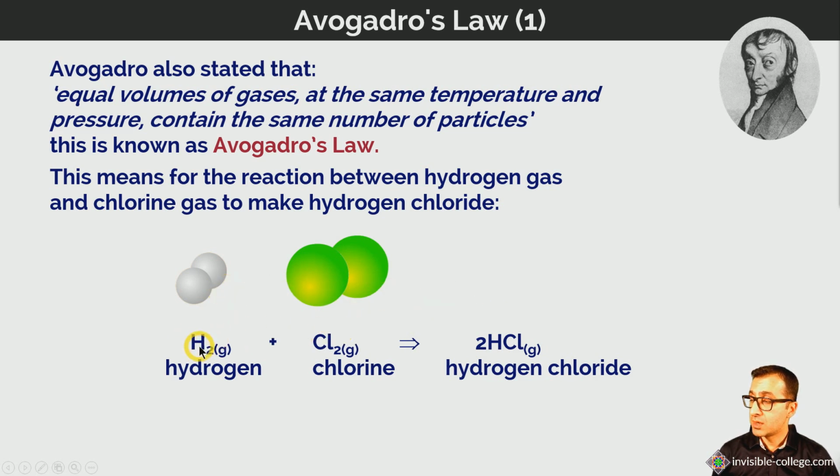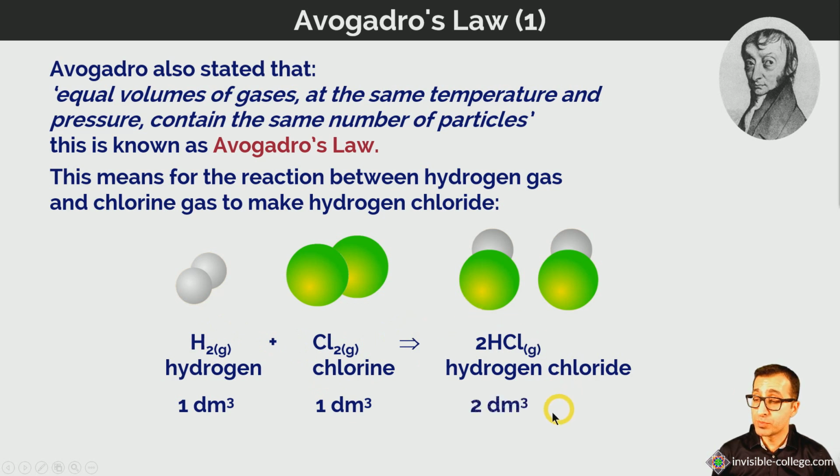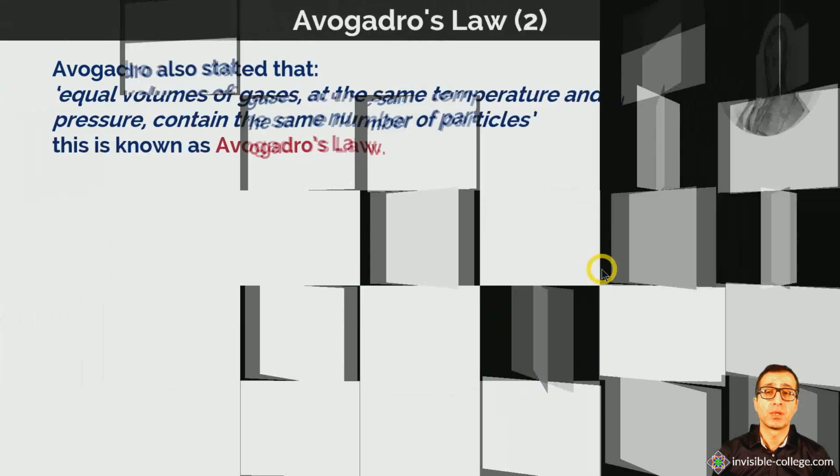Again, if we have one molecule of hydrogen reacting with one molecule of chlorine gas, each of these are diatomic molecules, and so they're represented by these two pictures here. We're going to form two molecules of hydrogen chloride gas, and so we would have two of these. Now, if we had 1 decimeter cubed of hydrogen and 1 decimeter cubed of chlorine gas, we're going to form 2 decimeters cubed of hydrogen chloride gas. And this all goes down to the idea that gases at the same temperature and pressure, if they have equal volumes, will contain equal numbers of particles.